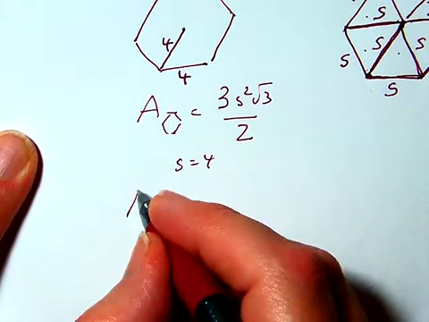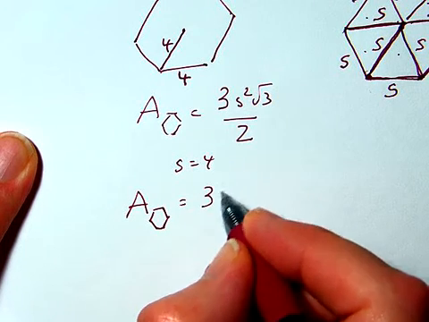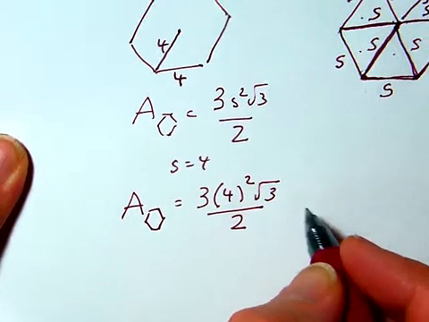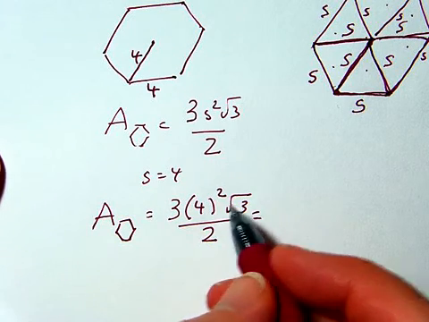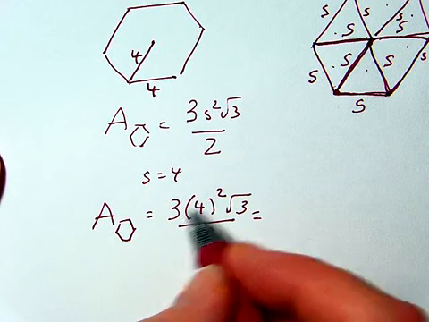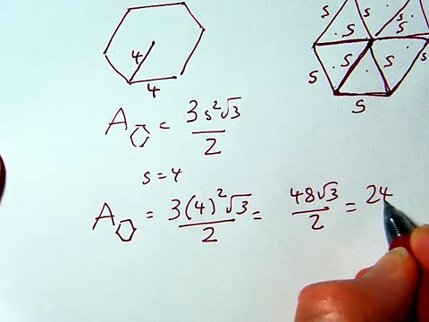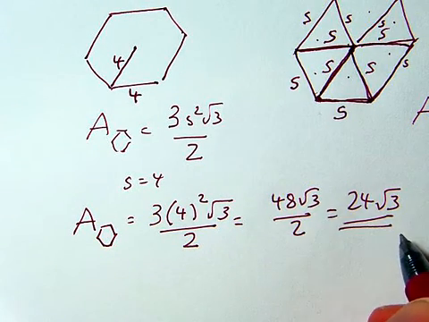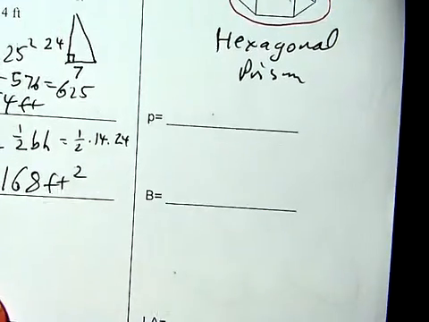Just plug in s equals 4. If we do that, we get the area of the hexagon in this problem is 3 times 4 squared times the square root of 3 over 2. And we know how to evaluate this. For the moment, ignoring the square root of 3, 4 squared is 16, and 16 times 3 is 48, so we have 48 square root of 3 over 2, which is 24 square root of 3. So the area of each of the hexagons is 24 square root of 3. That turns out to be important because as we go along in this problem, we've got to come up with the perimeter, the area of the base, etc.